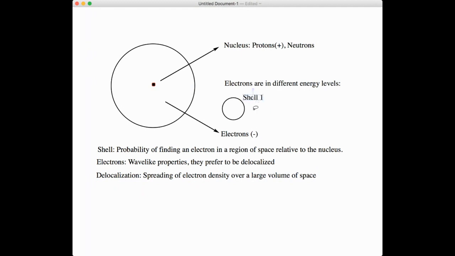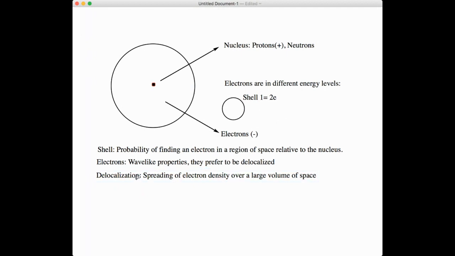So shell number one will have two electrons, and we will see about that rule now. Because electrons have wave-like properties, I don't want you guys to ever think from now on that we have one electron in this area, another one over here. No. So we are going to talk about electron density because electrons prefer to be delocalized.